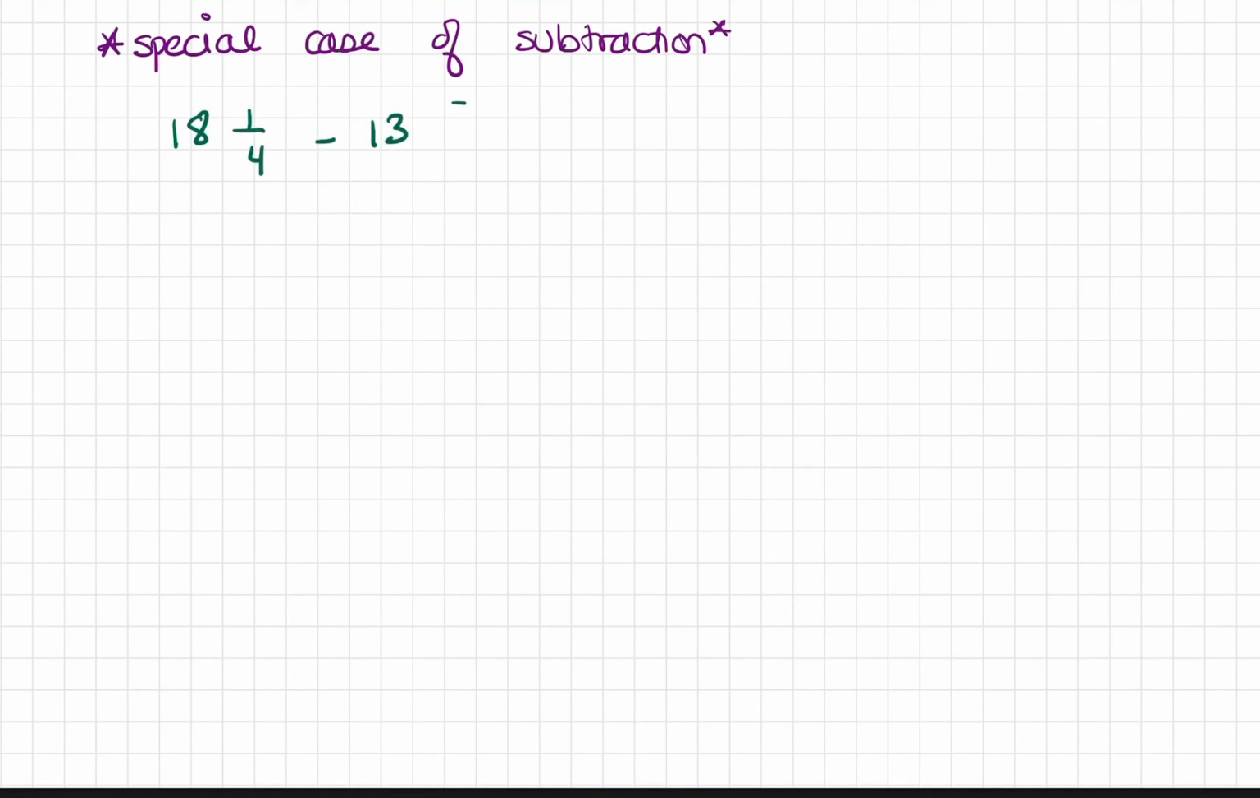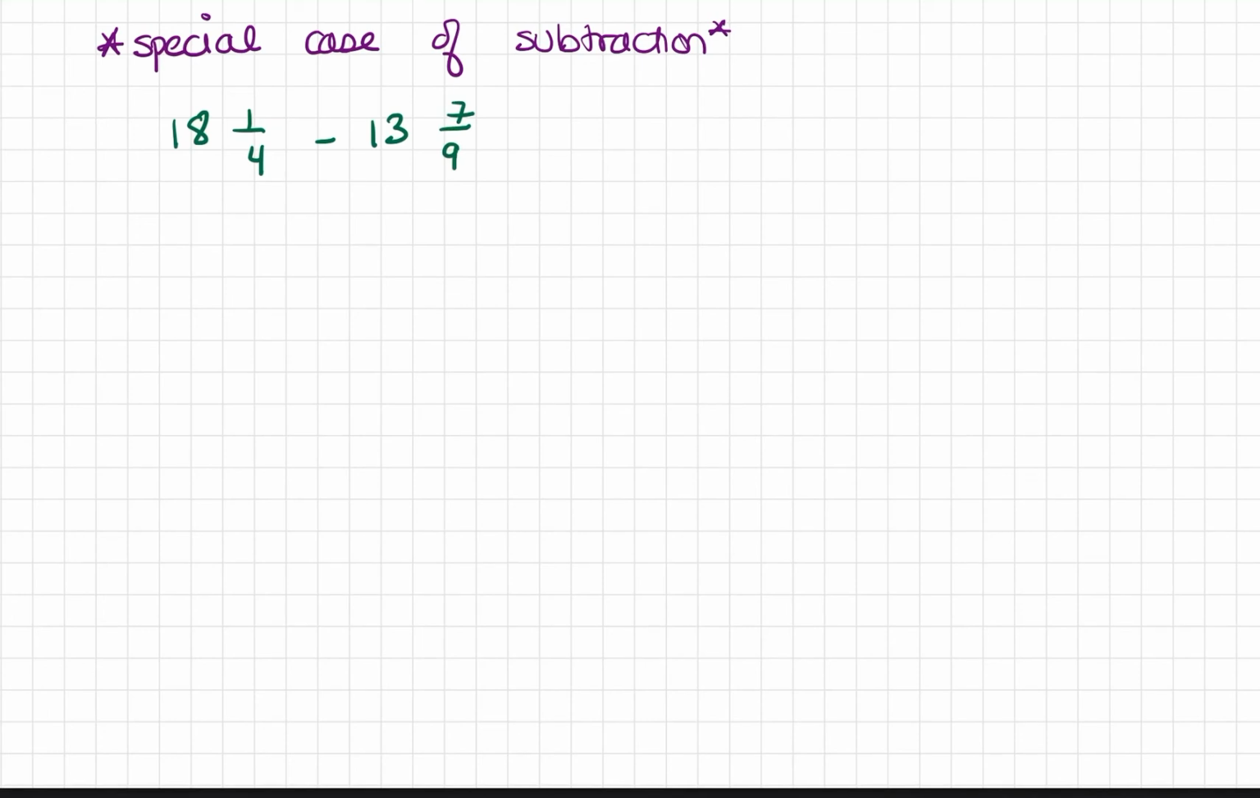But what happens if, say, we are given something like, and I'm going to say here, special case of subtraction, just to make sure that we cover this. Say you're given an example that looks like 18 and 1/4 minus 13 and 7/9.